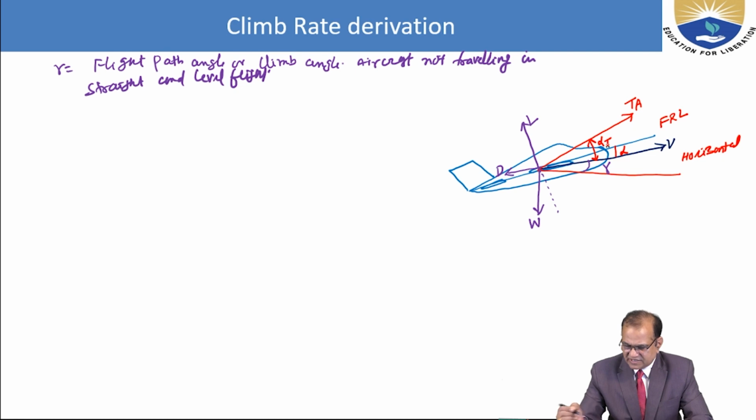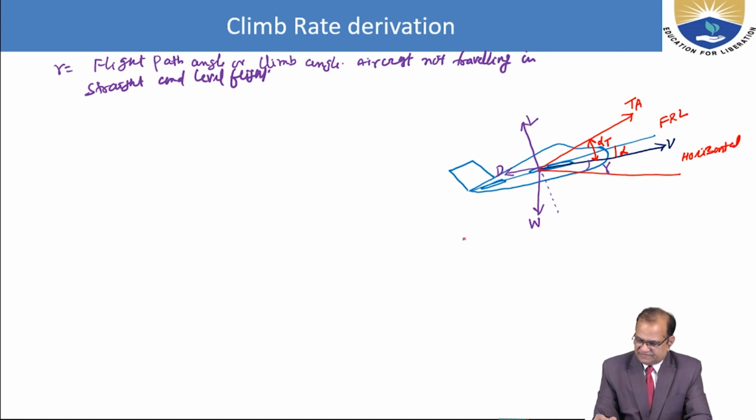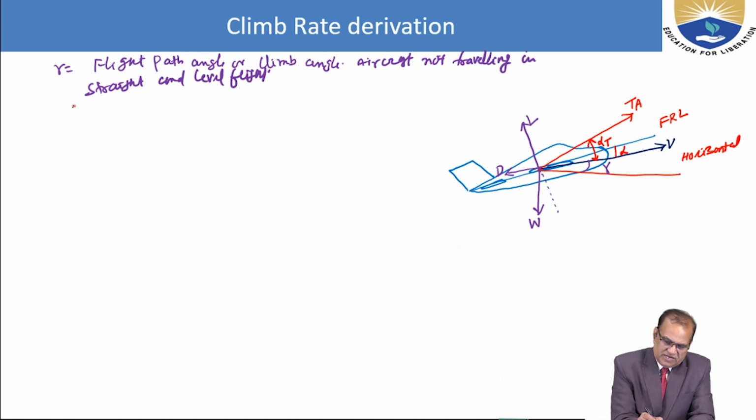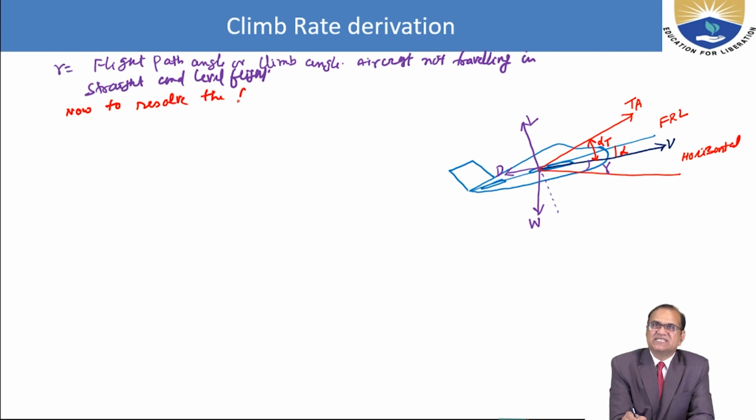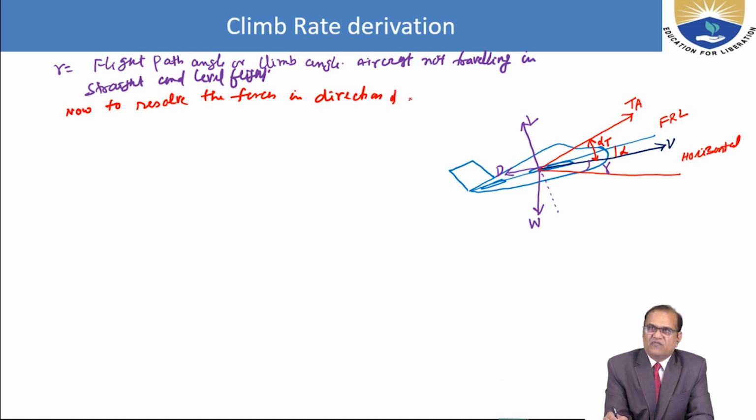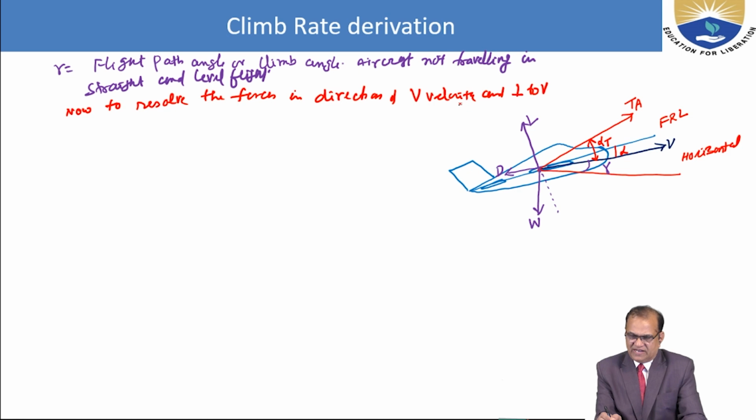T stands for the thrust. So now we have to resolve these forces in the direction of V, that is the velocity, and perpendicular to V. So first we will see in the direction of V.